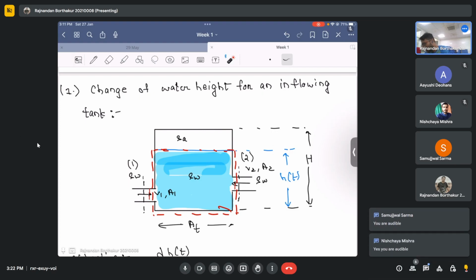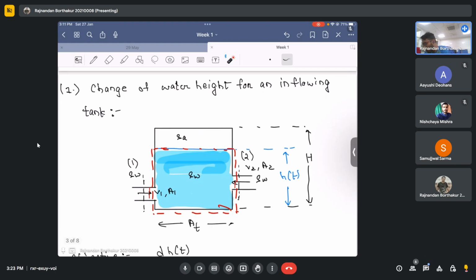Okay, thank you. So let's get started. So basically, we'll be solving a problem which is again associated with the Reynolds transport theorem. So the problem goes something like this. It's a very simple problem, but a good problem for a start.